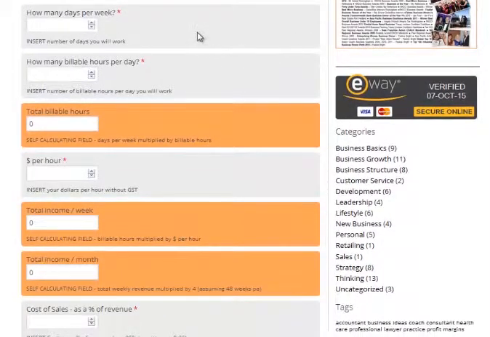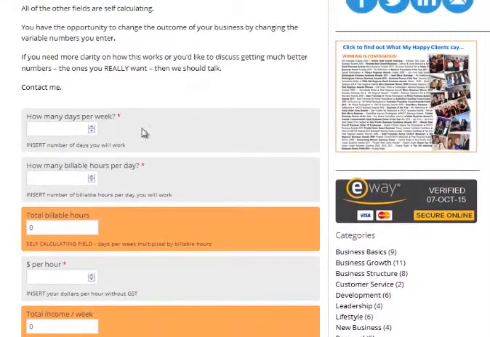As you'll see, there are some cells that are grey. These are the ones that you'll be entering your numbers into, and then there are some cells that are orange, and these are the cells that are self-calculating. So let's start entering some numbers. How many days a week do you want to work? So let's say we've got 5 days a week.